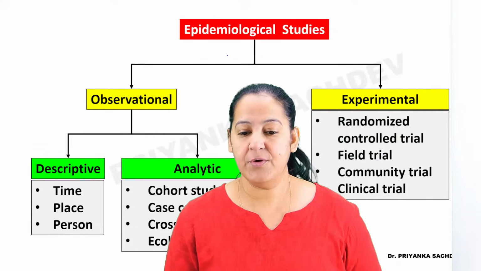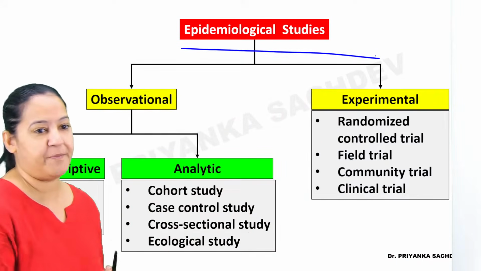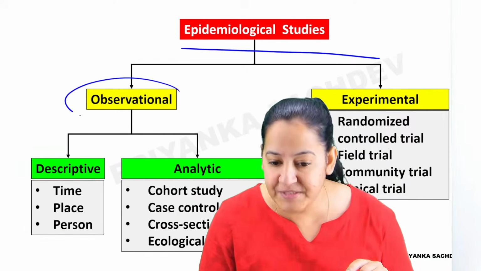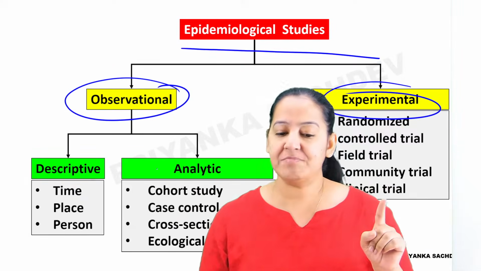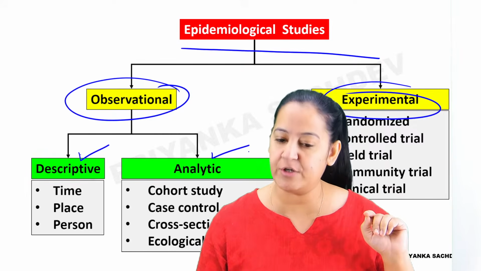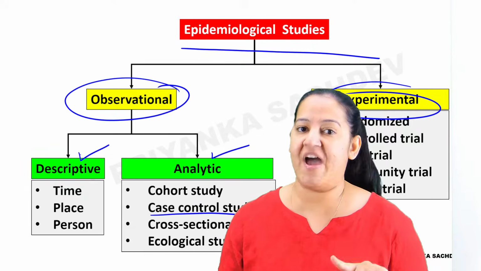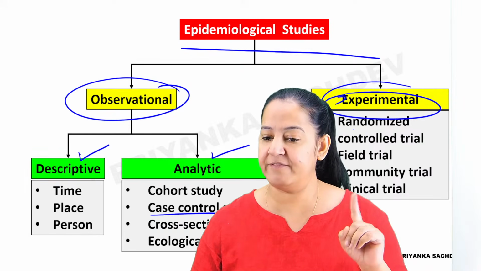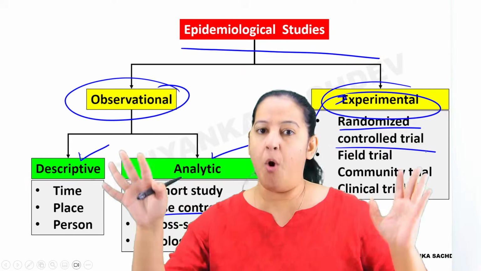Okay. So epidemiological studies. Here you can see the epidemiological studies. How many types of epidemiological studies are there? There are two types, the observational studies and experimental studies. In the observational studies, there are two things. First, we do descriptive study and then we do analytic study. Today I am teaching you case control study, which is a type of analytic study, followed by the experimental studies, in which the most common study is randomized controlled trial, that is RCT. I will explain all these one by one.